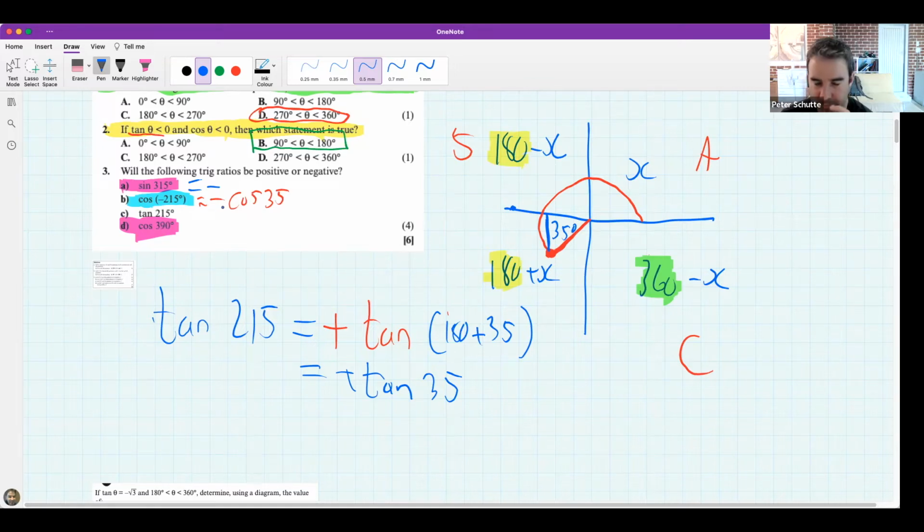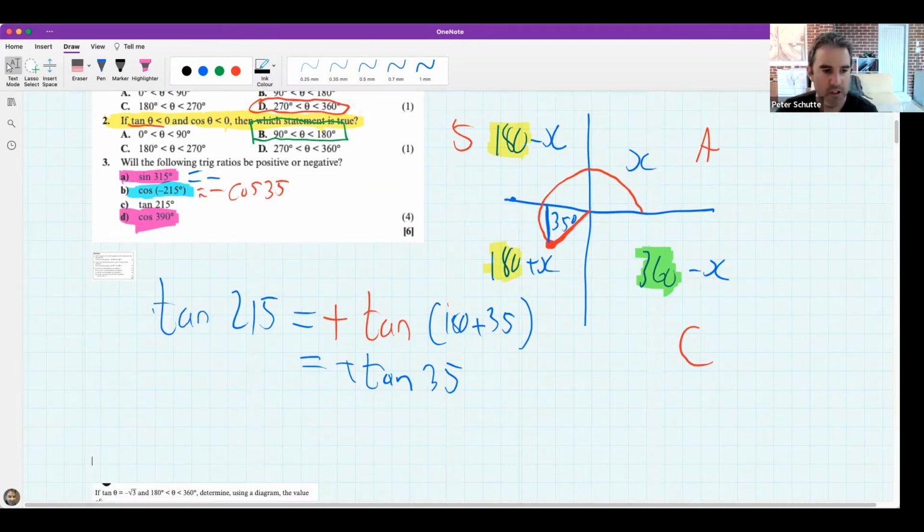Will I be wrong? No, you'll be fine. Yeah, it's fine. So there's a couple of ways you can do it, but you're saying you change it to 145, and then from 145 you get to tan 35 as well. Yeah, that's completely fine. Okay, thank you. Pleasure.